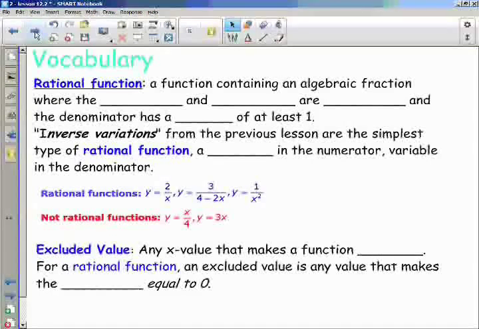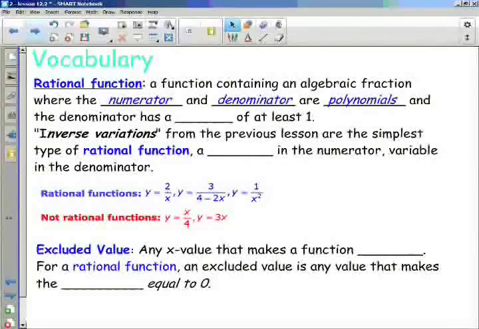A rational function is a function containing an algebraic fraction where the numerator and the denominator are both polynomials and the denominator has a degree of at least 1. Now an inverse variation, which is what we looked at previously, is the simplest type of rational function. You'll have a constant in the numerator, but you will have a variable in the denominator.